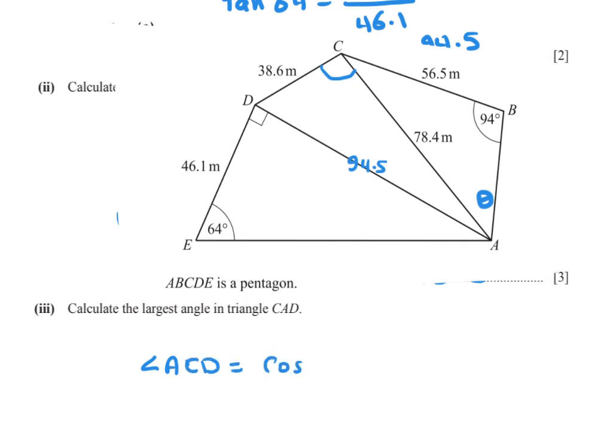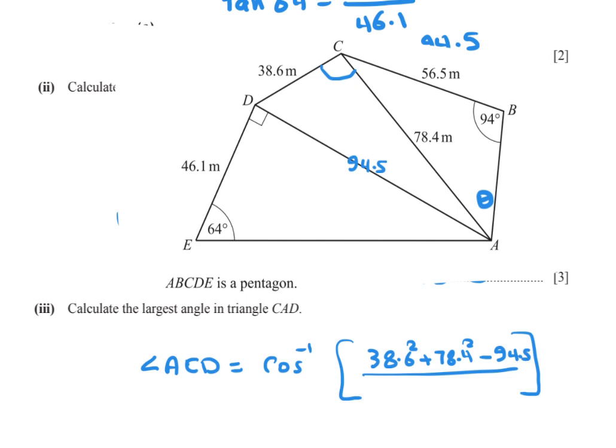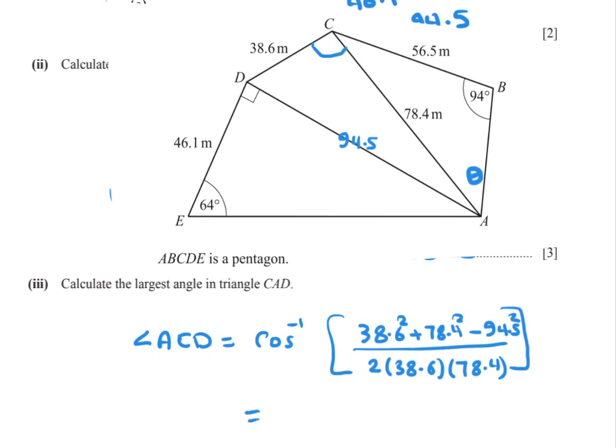equals cosine inverse. Then you have a fraction. The numerator for this fraction, the two adjacent squared added together. So 38.6 squared plus 78.4 squared minus the opposite squared. So minus 94.5 squared over 2 times the two adjacent. So 2 times 38.6 times 78.4 equals 102.3 to 1 decimal place.